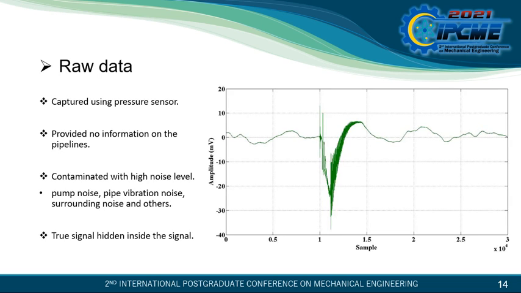Here is the signal of the raw data captured using the pressure sensor and plotted using MATLAB software. As we can see, the raw data only shows a signal contaminated with variations of noise. The peak in the signal shows the opening and closing of the solenoid valve that causes a pressure drop inside the pipeline and at the same time generates a transient signal. This signal provides no information on the pipeline network. The true signal is hidden inside the contaminated raw data. This raw data needs to undergo decomposition to classify its signal.